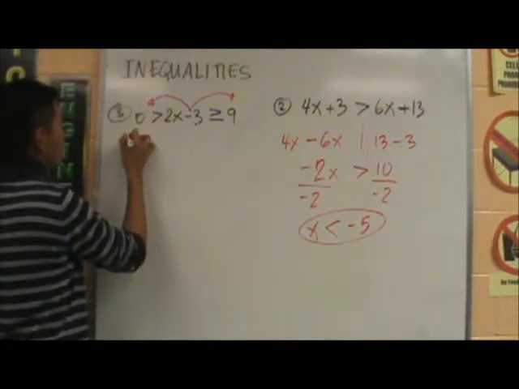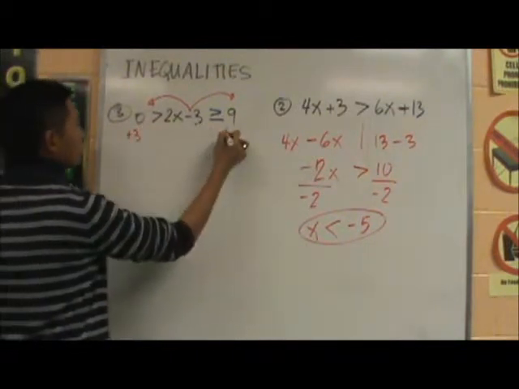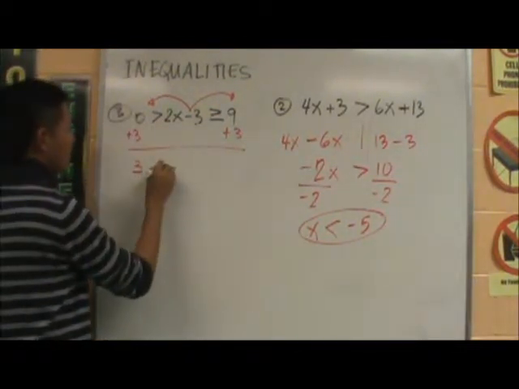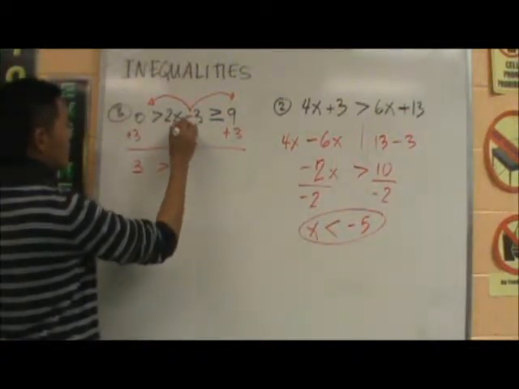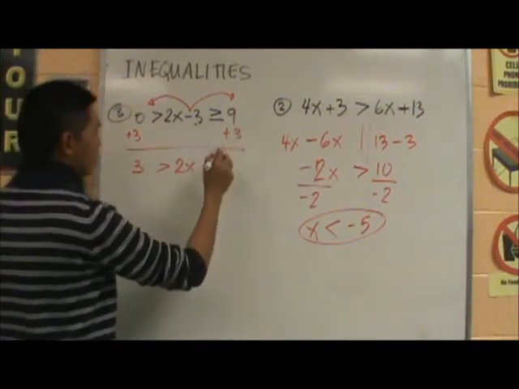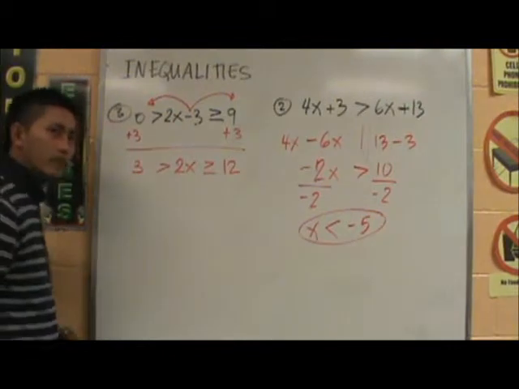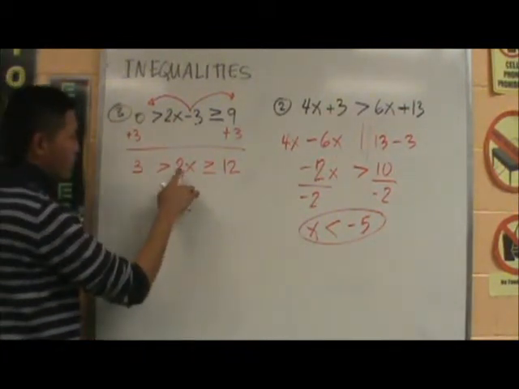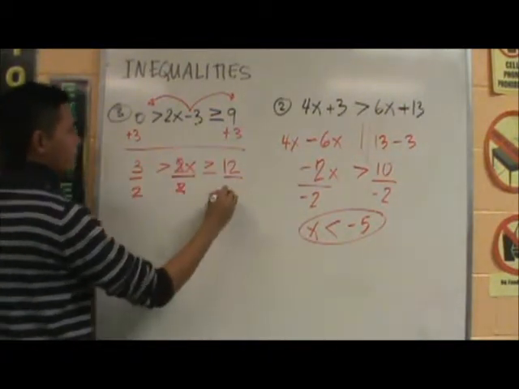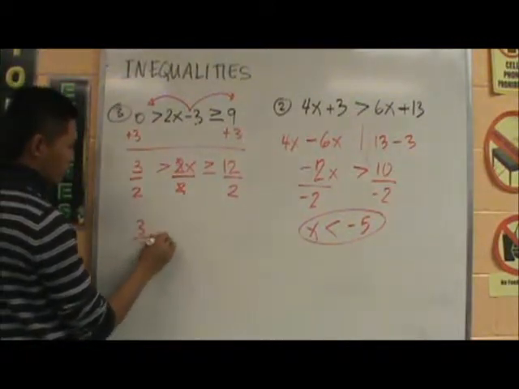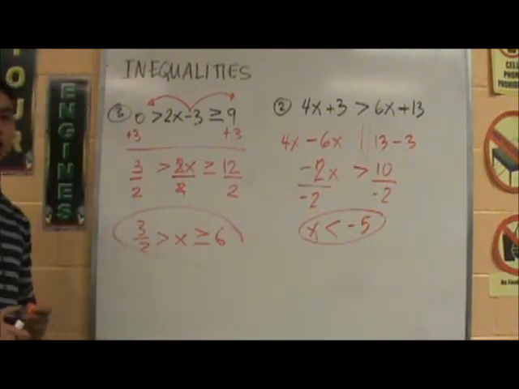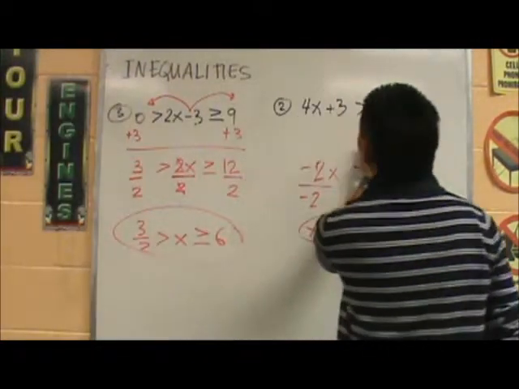Or you can simply do plus 3. So now I have 0 plus 3 is 3. And because you just moved this -3, you can ignore it. We're done with that -3. So now we have 12. Again, we want to have x alone in the middle, and I have that 2. Divide everything by 2 just to get rid of that. Now I have 3 over 2, and now I have x, and the symbol, 6. That's how you solve it.